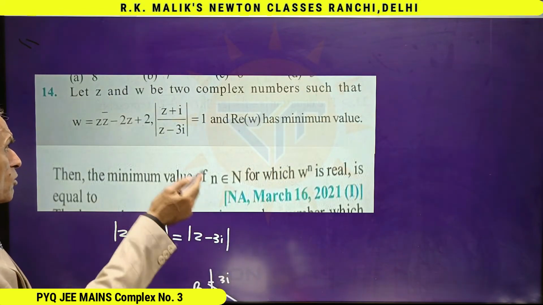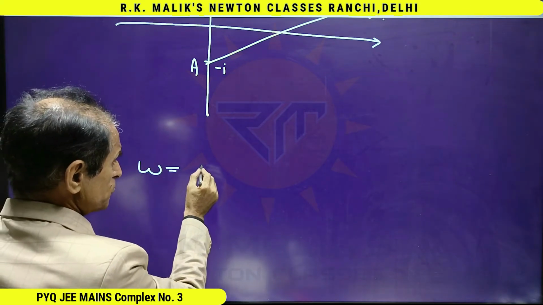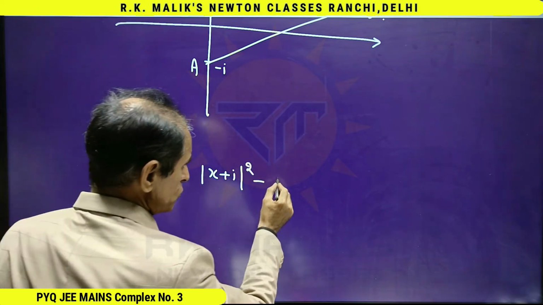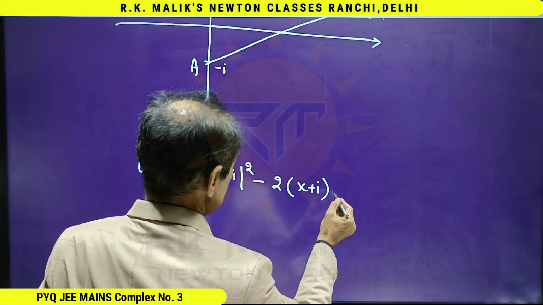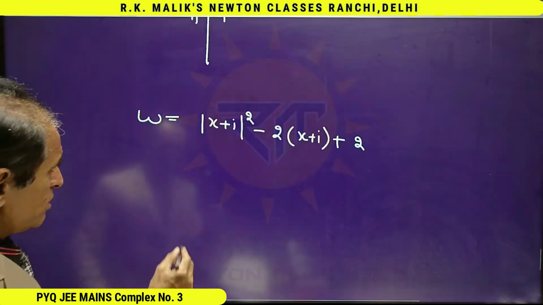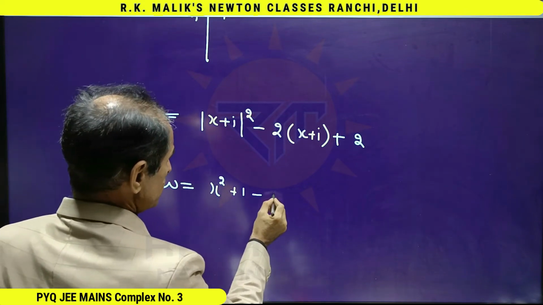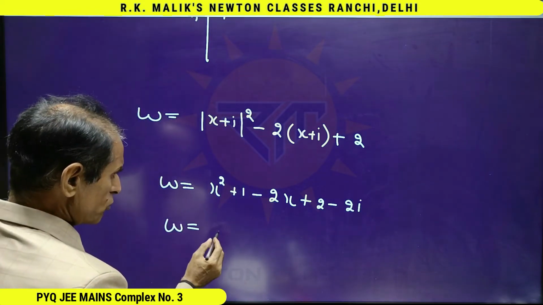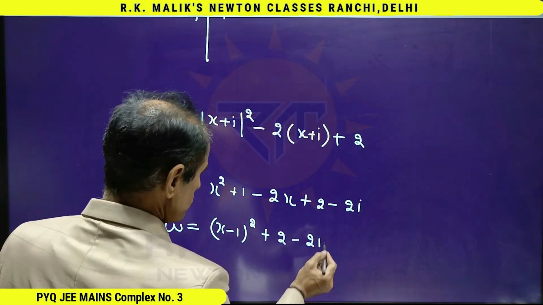And now let us put this value of Z here. We get W is equal to Z Z bar, that is mod of x plus i squared, minus 2Z, that is x plus i, plus 2. I have put the value of Z in this equation. That is, I get W is equal to x squared plus 1 minus 2x plus 2 minus 2i. That is, W is equal to (x minus 1) whole squared plus 2 minus 2i.